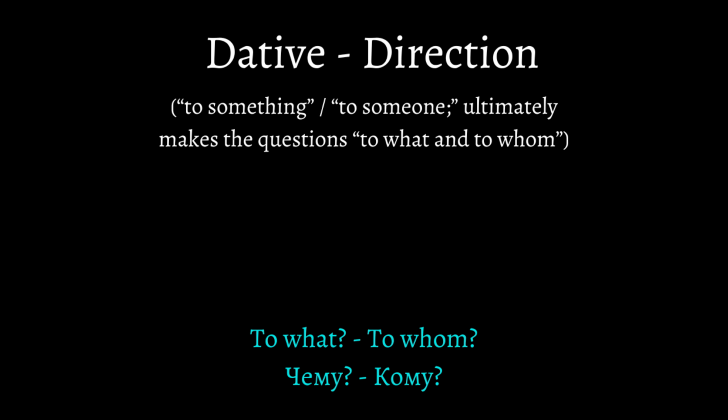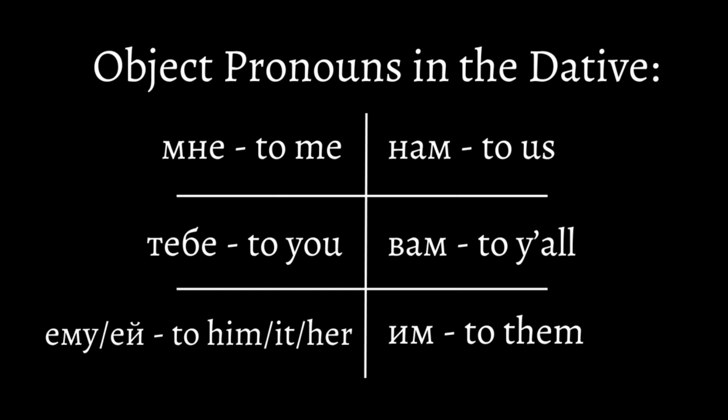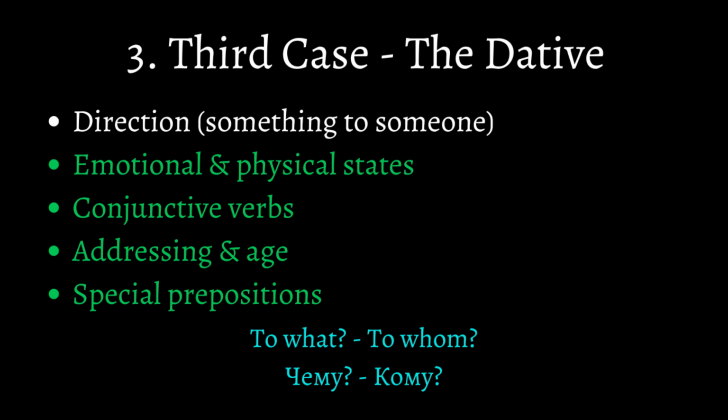And in case you forgot, here are the object pronouns in the dative in Russian. Мне doesn't simply mean me, it means to me. Тебе doesn't simply mean you, it means to you, and so on. The reason why I'm providing this explanation is because to fully understand the dative, we always have to ask to what and to whom. The dative is a special case in Russian because by asking to what and to whom, we simplify the learning process so that it's simpler to understand.